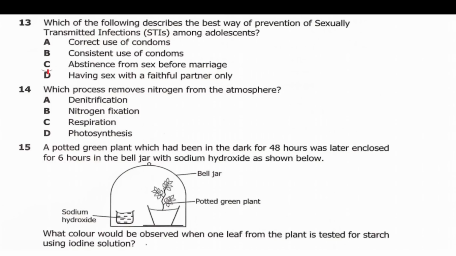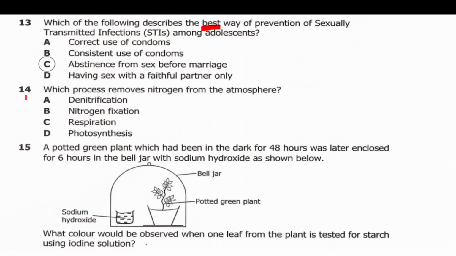All right, so we are talking about the best. Here they talked about correct use of condoms, consistent use of condoms, having sex with a faithful partner only. There are also methods of preventing sexually transmitted diseases, but the best one is just abstinence, which is 100%.